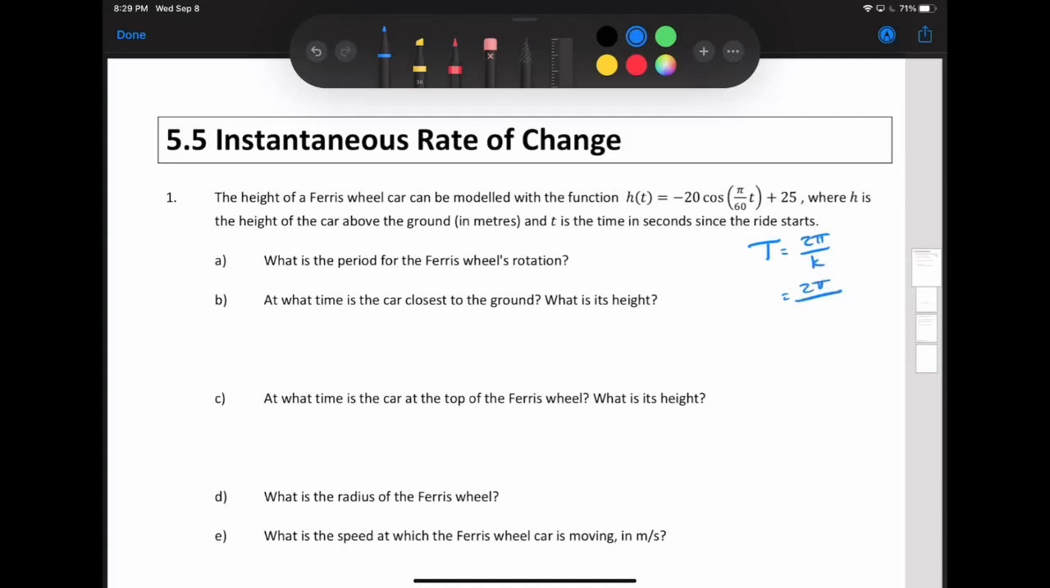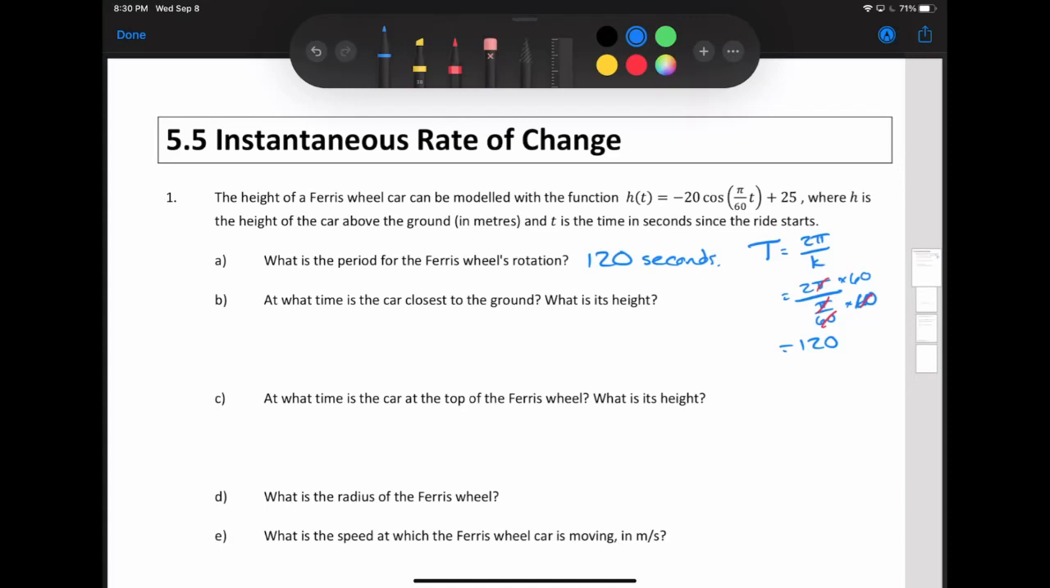K itself is pi over 60. Cancel out those pi's. Multiply top and bottom by 60. The 60's cancel, and we're left with 120. So the period of rotation will be 120, and we're measuring it in seconds. So that will be our answer.